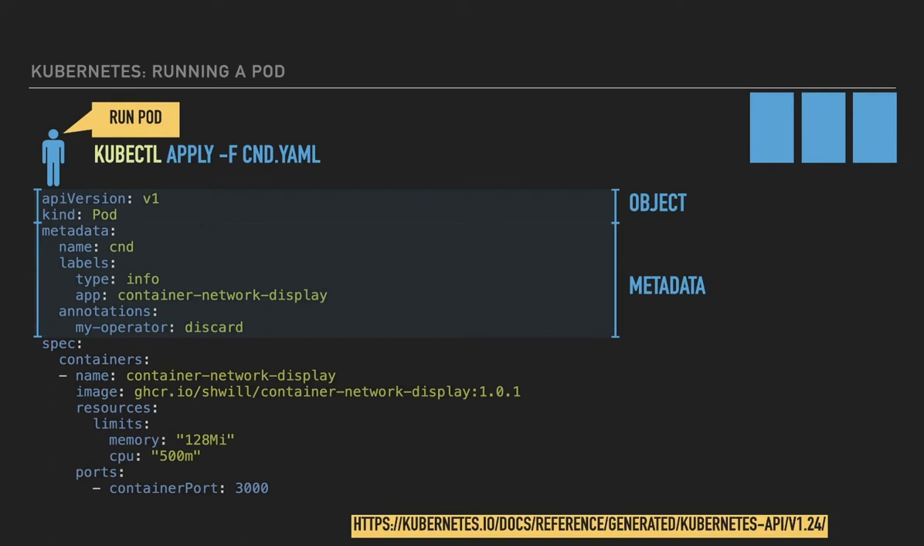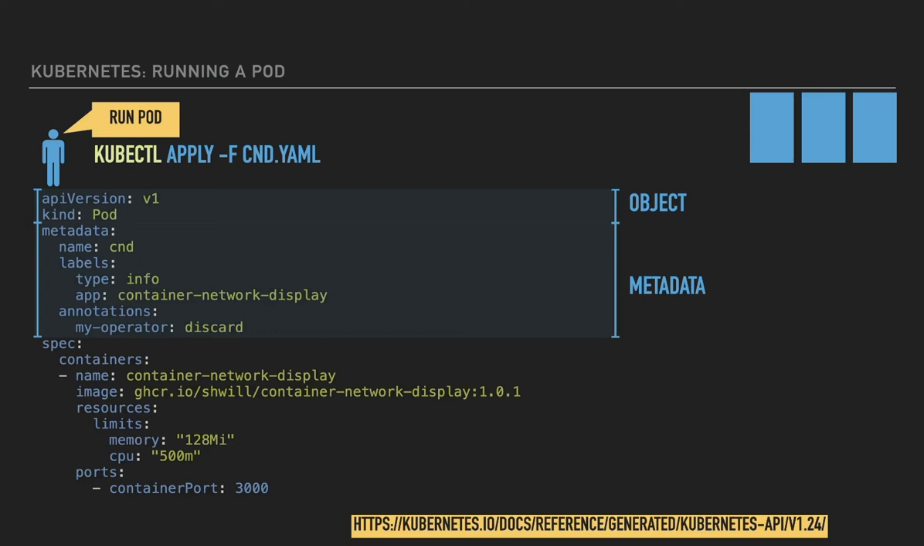Here we define custom user-defined entries, and indeed there is no spec that says a label must be of this type. Type.info, we as an operator, as an admin, as a developer invented or said we need type info. We need app container network display. So key and value are user defined.